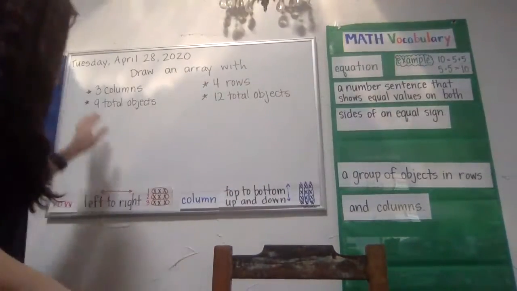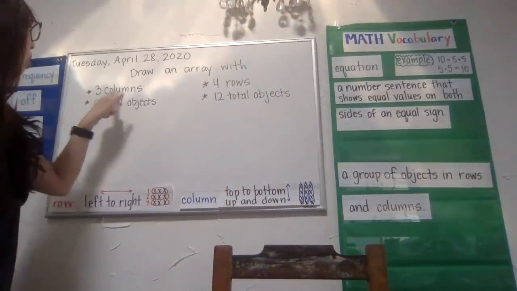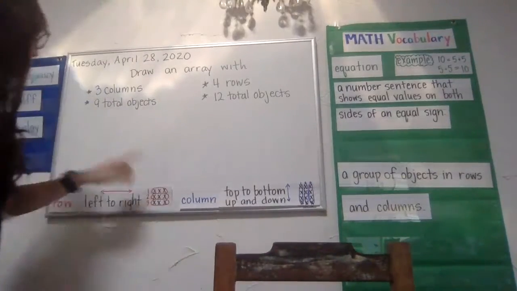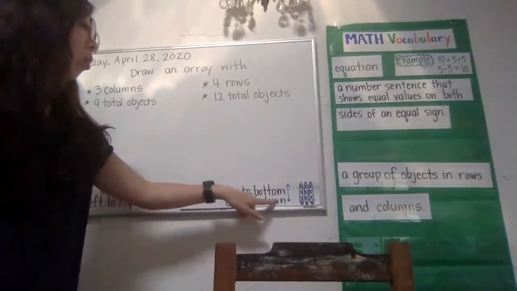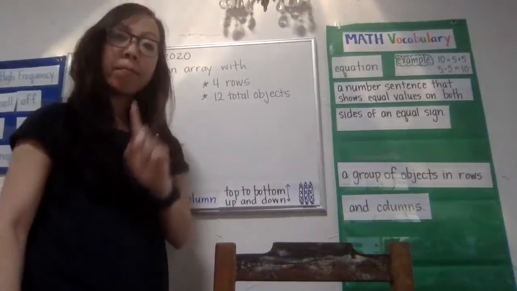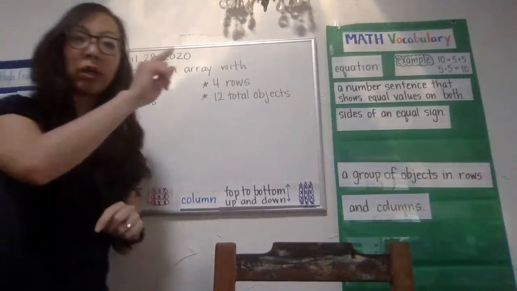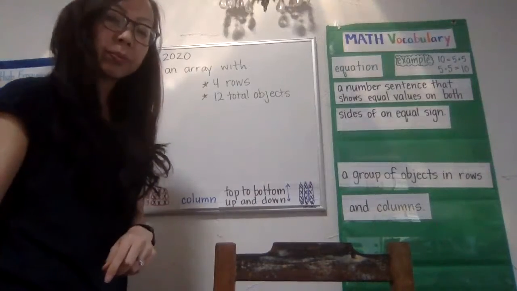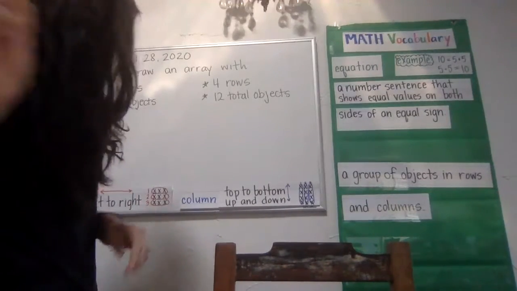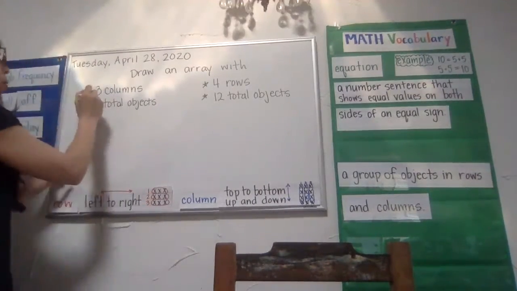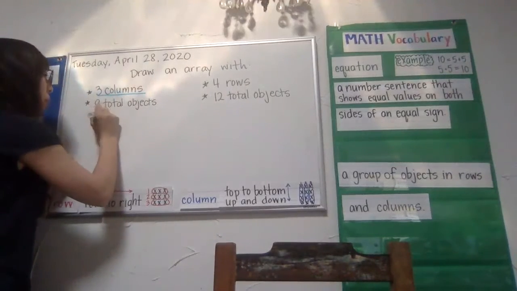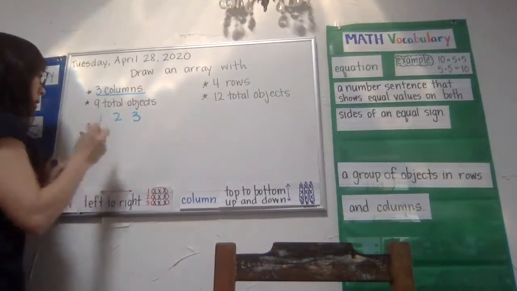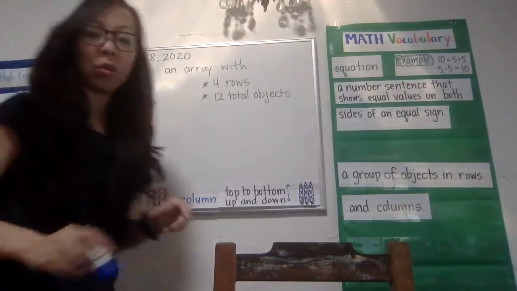So in this first example, it says we're going to draw an array with 3 columns and 9 total objects. When we're thinking about columns, remember columns go from top to bottom or up and down. That means we're going to start with the number that we need, 3, going across the top because we're going to go up and down. So I'm going to use my marker here, and because they're columns, I'm going to write my 1, 2, 3 because I know they have to go up and down. And how many do I want? I want 9 total objects.